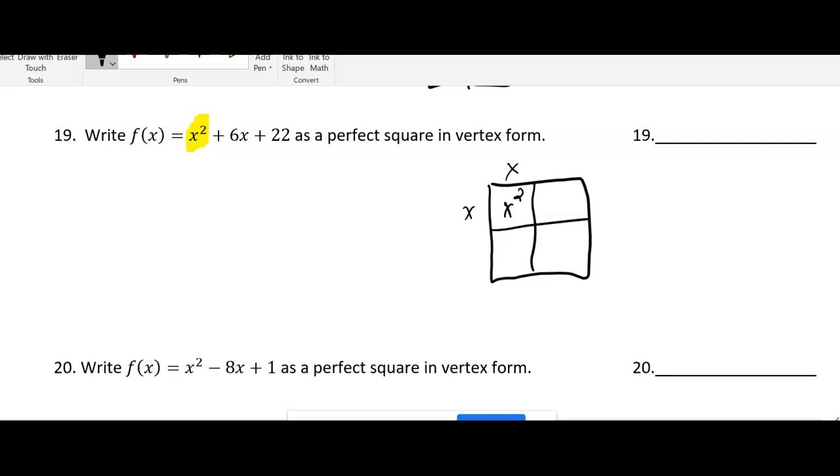All right, let's see what we got here. We're getting a little close to the period, so I want to make sure we finish these two.